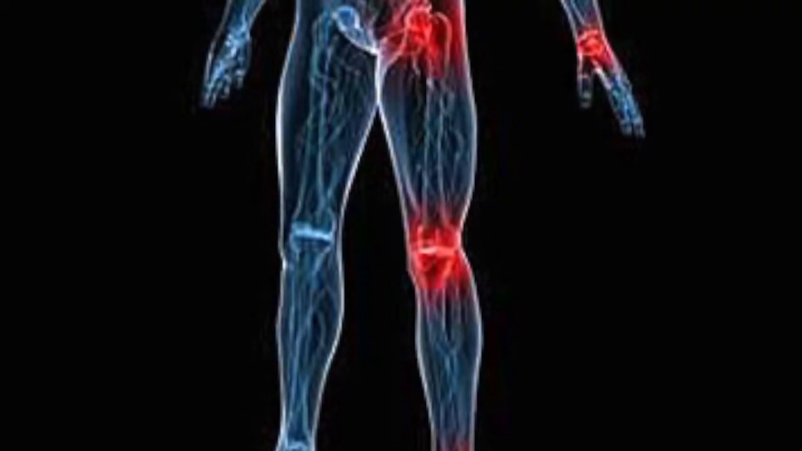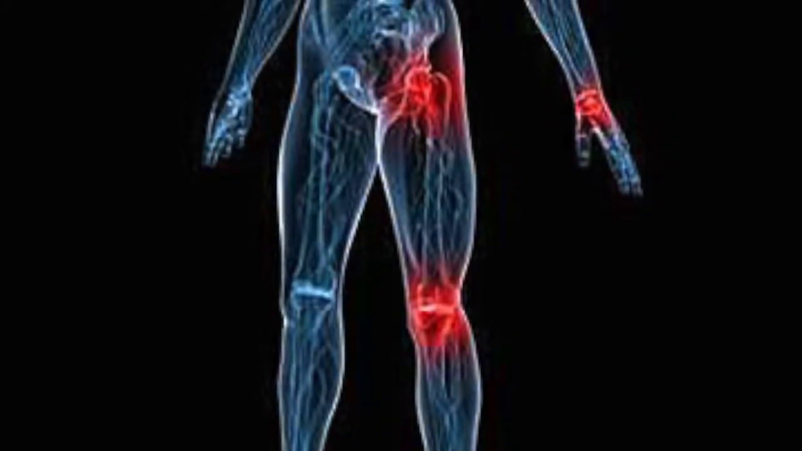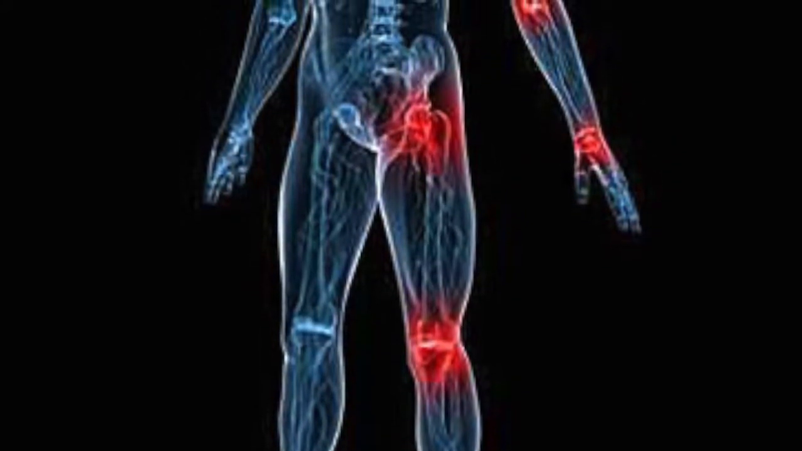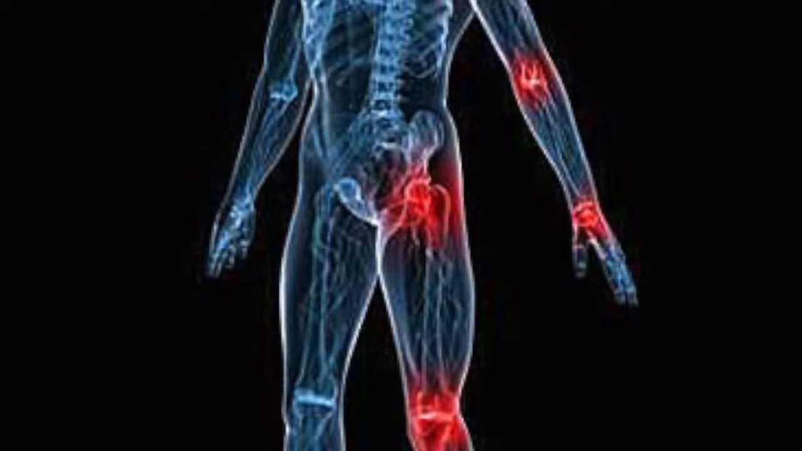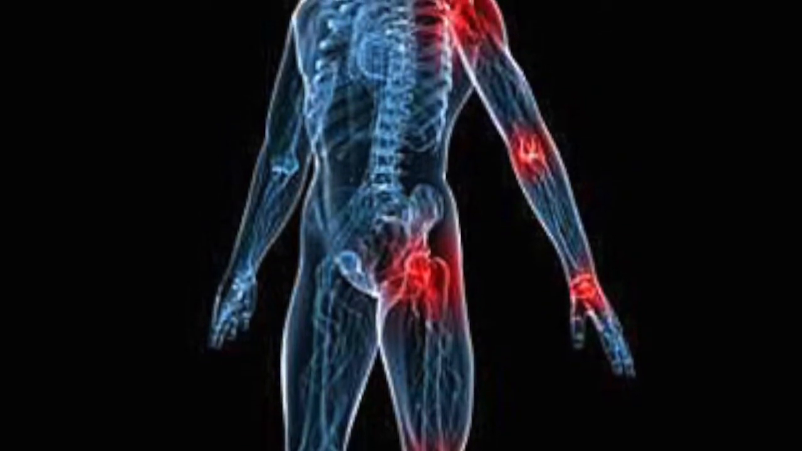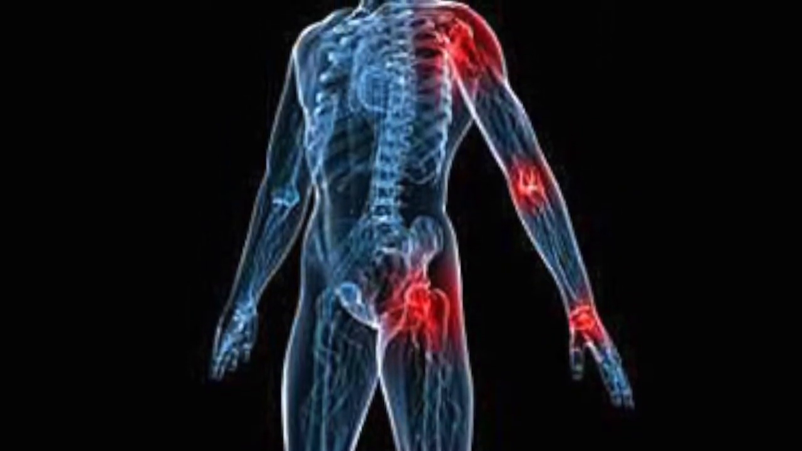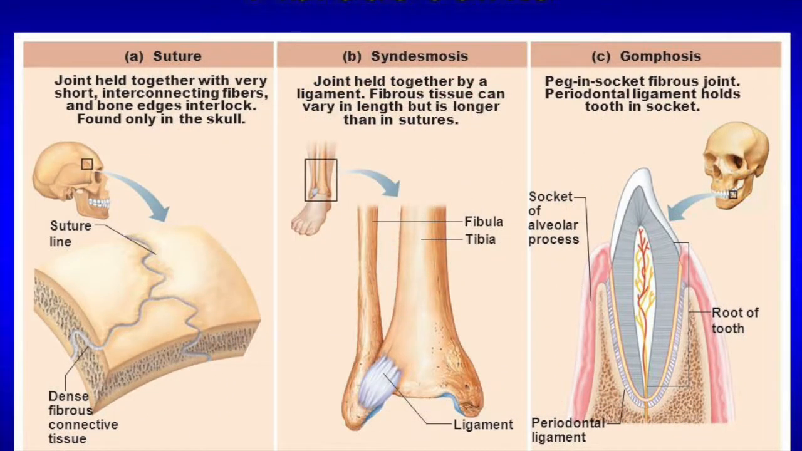Articulations and types of movement. The classification of articulations. An articulation, or joint, is a point of contact between two bones, between bones and cartilage, or between bone and teeth. Joints can be classified as fibrous, cartilaginous, or synovial based on their structure and ability to move.